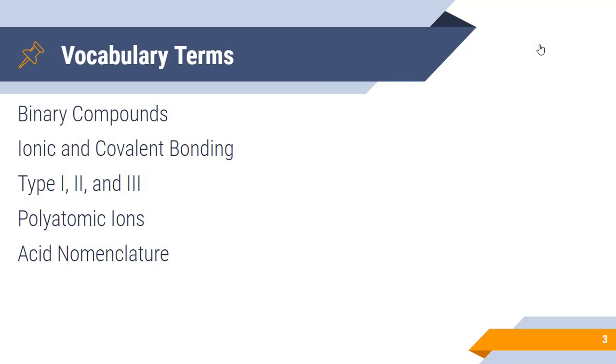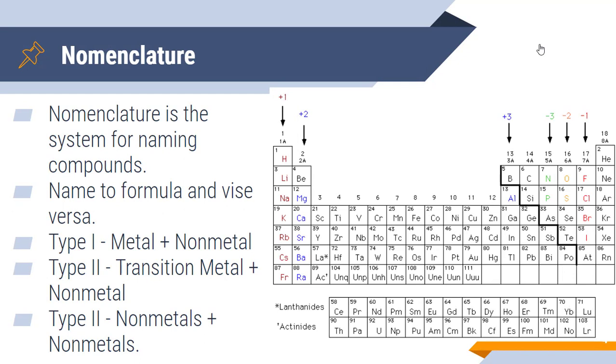But before we do that, we need to make sure we know a couple vocabulary terms, and we're going to be talking about binary compounds, ionic and covalent bonding, type 1, 2, and 3 ions, polyatomic ions, and acid nomenclature. So please remember that nomenclature is the system for naming compounds. We have to have a system to ensure that all people know the names of compounds. We want a system that is across the board, easy to use, something that everybody's going to know and understand. So it's also going to be important for you to be able to take the name to formula and vice versa. Again, just the same type of stuff that we've done in Chem 1.